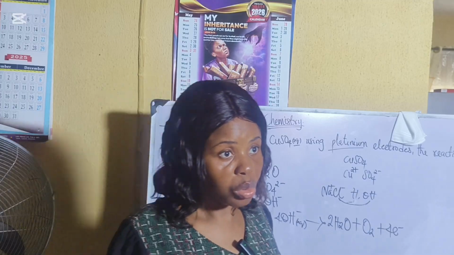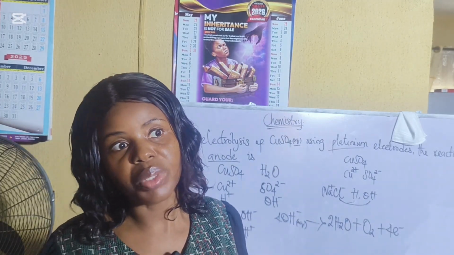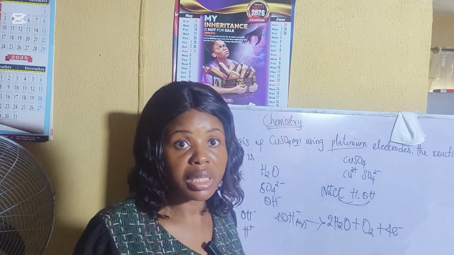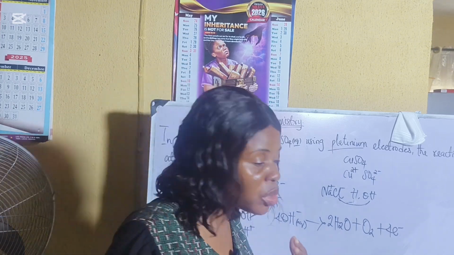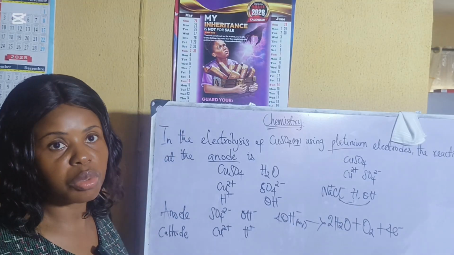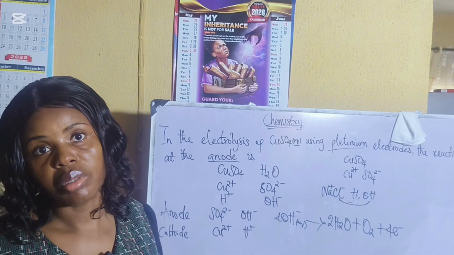And the cathode is the negative electrode where electricity leaves the electrolyte, while the anode is the positive electrode where direct current enters into the electrolyte. And remember what electrolysis is. Electrolysis is the decomposition of a compound when direct current passes through the molten compound or the solution of the compound.